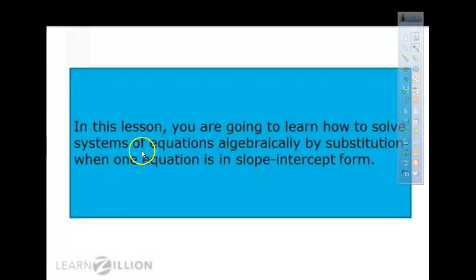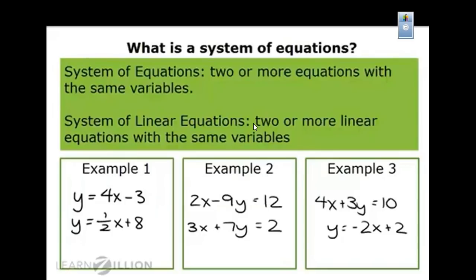In this lesson, you are going to learn how to solve systems of equations algebraically by substitution when one equation is in slope-intercept form. Let's recall that a system of equations is 2 or more equations with the same variables. A system of linear equations, which we will be studying in this lesson, is when you have 2 or more linear equations with the same variable.